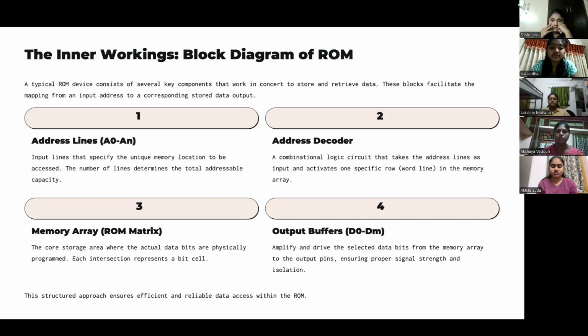Here comes the final block. The final block is the output buffer. It takes the selected data bits from the memory array and strengthens them before sending them out, ensuring correct and clean output signals. These block structures make ROM fast, stable, and very reliable in delivering stored data.